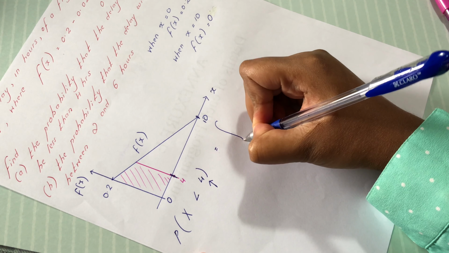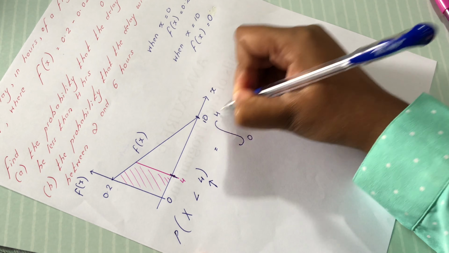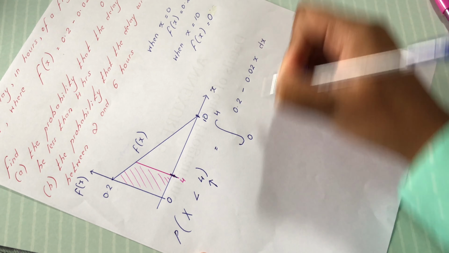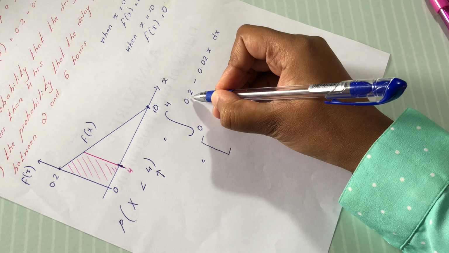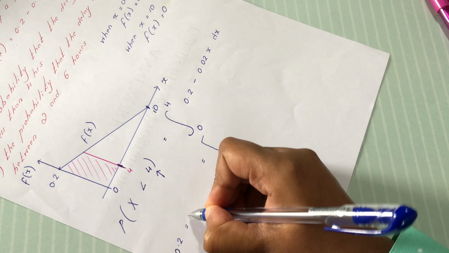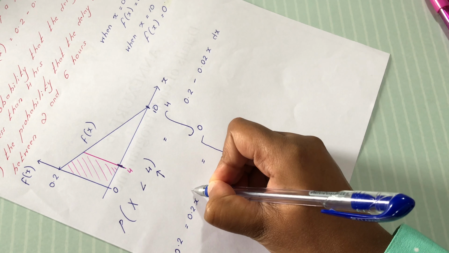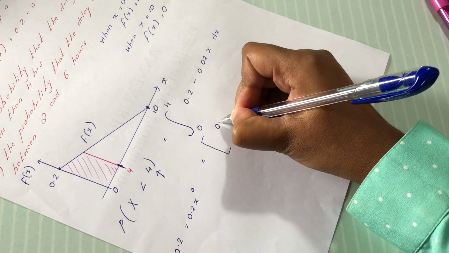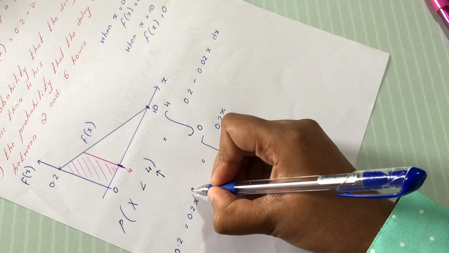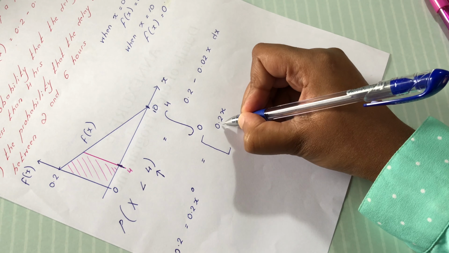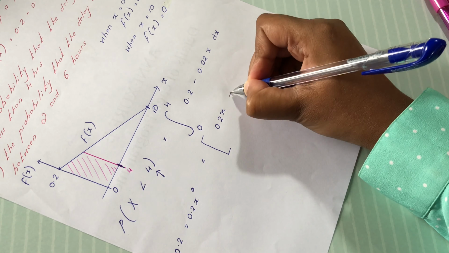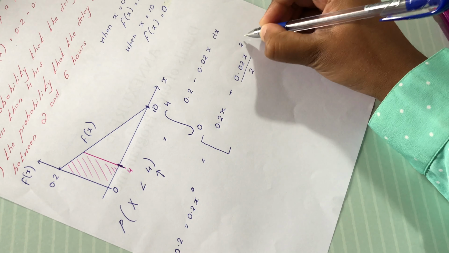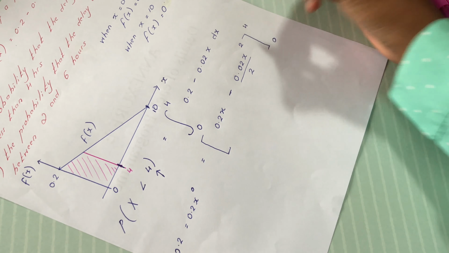So we integrate the function from 0 to 4, 0.2 minus 0.02x dx. We integrate the first term. Now 0.2 is the same as 0.2 times x power 0. Any value power 0 is 1. So we're going to have 0.2x, because 0 plus 1 divided by new power, which is 1. So we have 0.2x minus 0.02x square over 2 between limits 0 and 4.